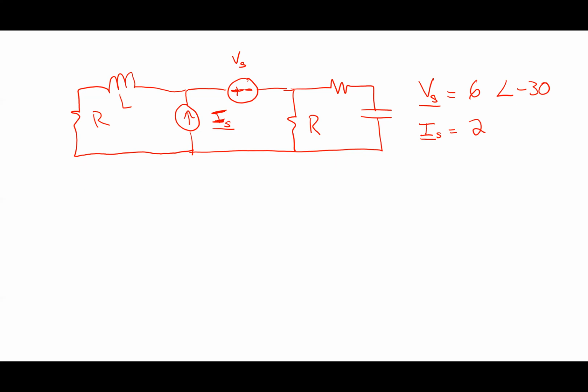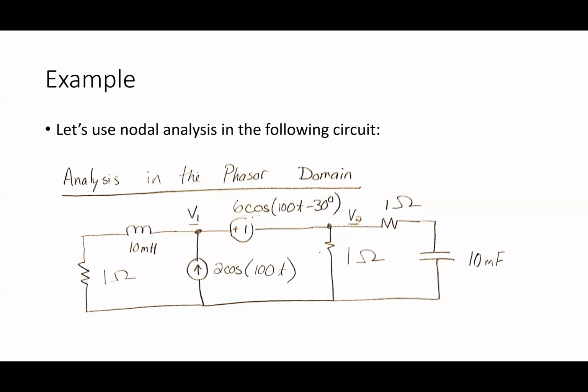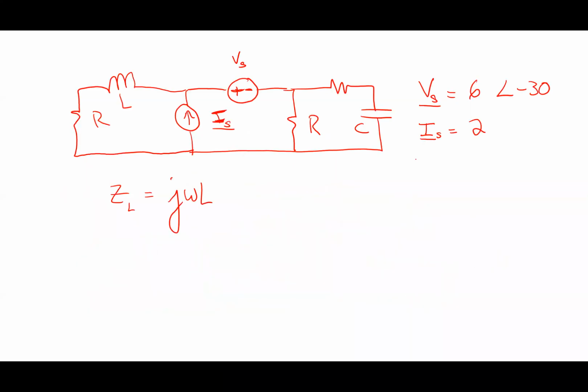Now, the inductor has an impedance, ZL. What's the equation for that? j omega L. Okay, and I can just plug in. What do I use for omega here? 100. What are the units on that? Radians per second. Now what about the capacitor? What's its impedance? 1 over j omega C, and then the resistor is just R.